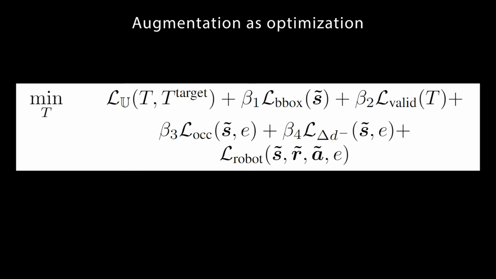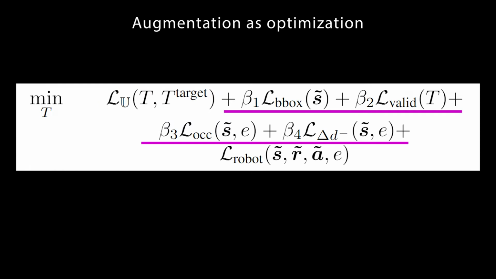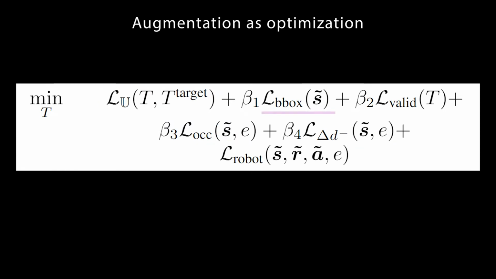This approximation contains 6 objective terms, weighted by parameters beta 1 through 4. The first term expresses diversity as the distance to a uniformly randomly sampled target transformation. The next 4 terms define validity and relevance for the moved object state. These terms encourage the object to remain within the workspace bounding box, penalize invalid transformation parameters, and preserve contacts and near contacts with the environment. The final term defines validity for the robot state, which preserves contacts the robot makes with the scene.